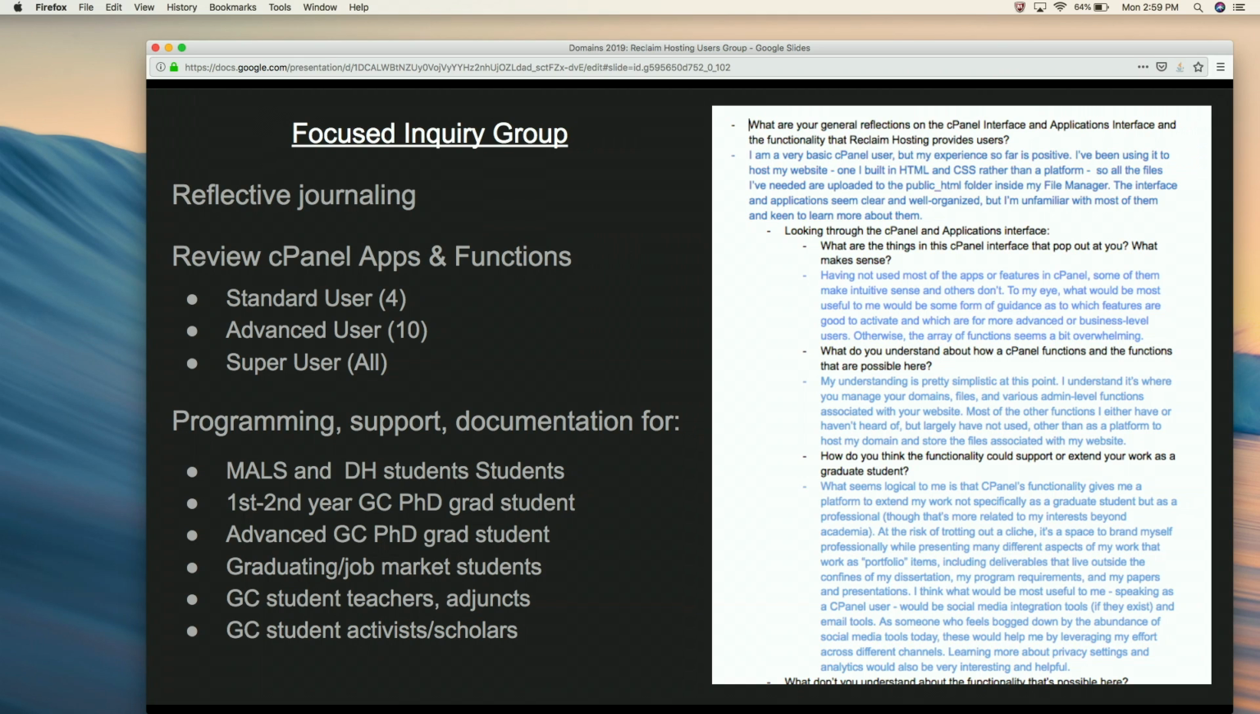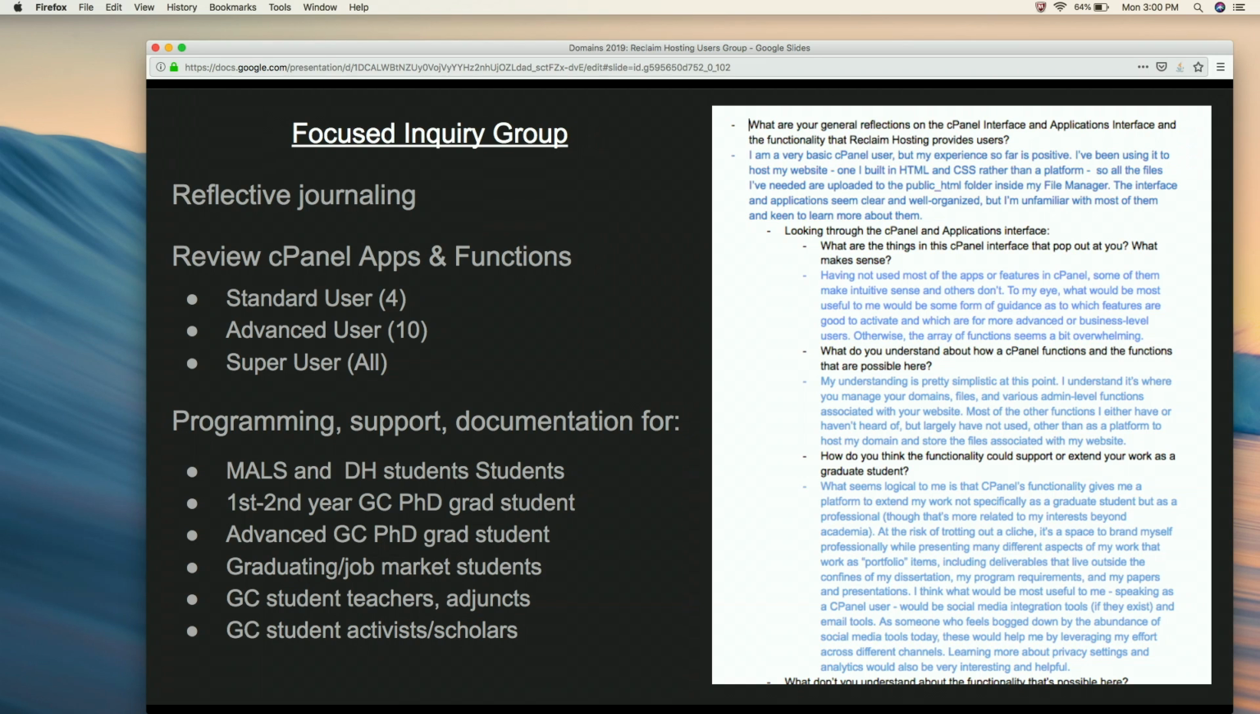Does it make sense to then have an advanced user and a super user level that can see everything? We kind of nixed that actually by the end because we felt that shuts down the options for possibility. And so just giving people a totally open cPanel with all the possibilities there might lead to some really interesting projects. But by the end of it, we had these students write up what would be needed to set up programming and support and levels of documentation for students from the areas of the Graduate Center where we think these projects might be coming out of.